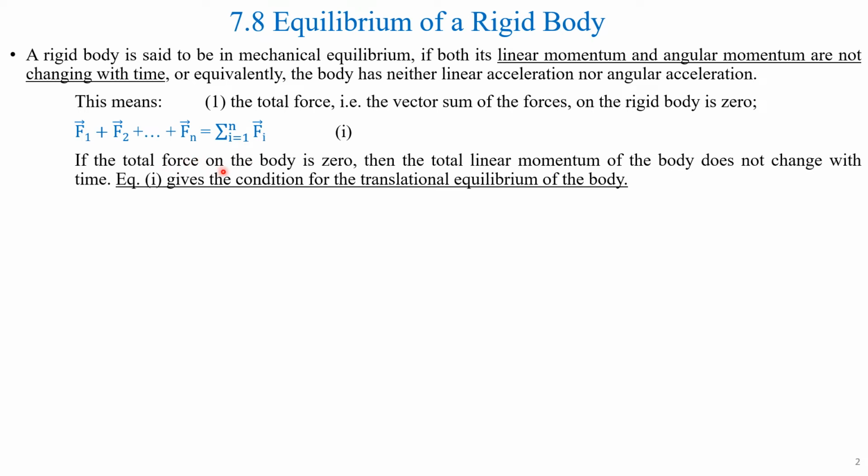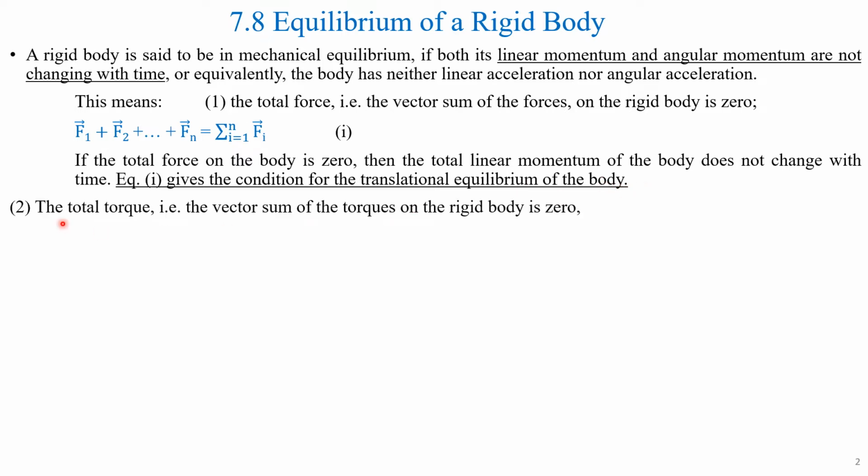If the total force on the body is 0, that is sigma Fi equal to 0, then the total linear momentum of the body does not change with time. Therefore, equation 1 gives the condition for translational equilibrium of the body.